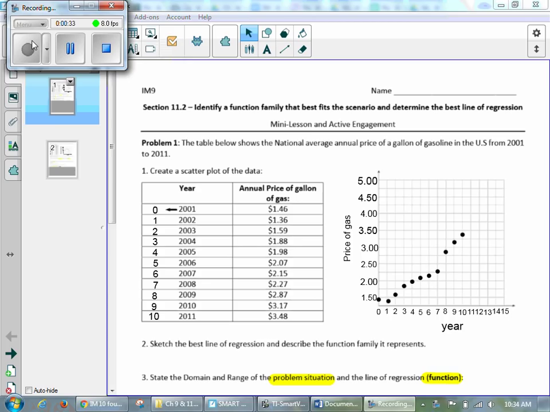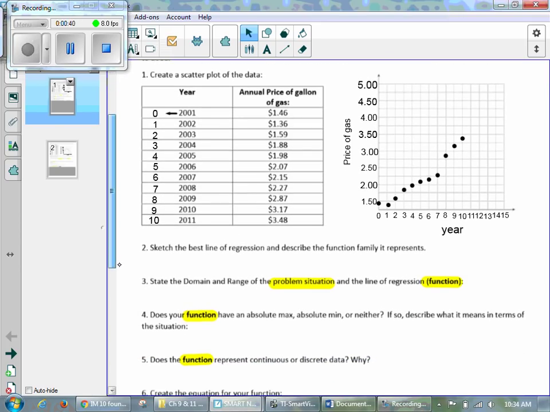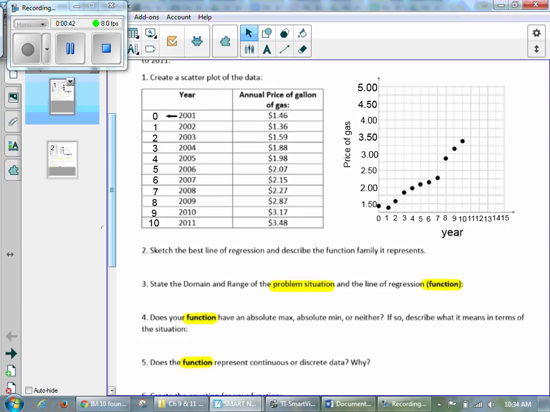So why don't you pause this video for a second and create your scatter plot. Remember that you cannot put the year number 2001 into your calculator. You have to transfer those numbers into year 0, year 1, year 2, year 3, and so on. So go ahead and pause your video and make your scatter plot. I have already created the scatter plot to make this a little bit faster.